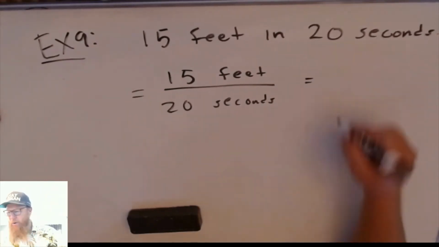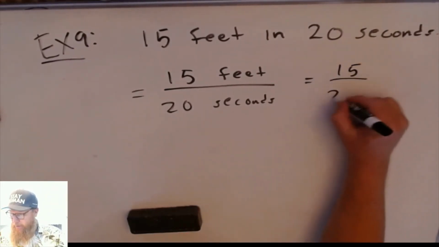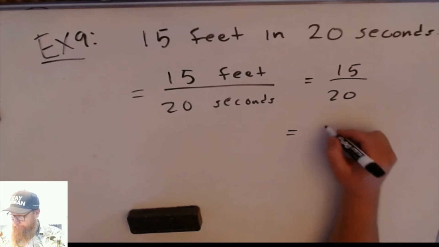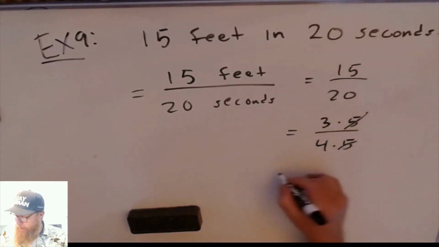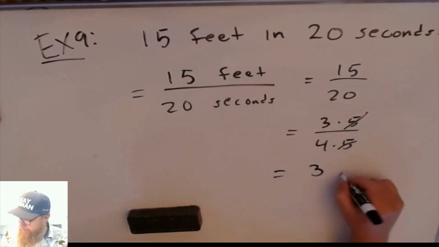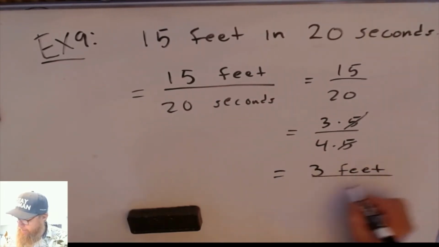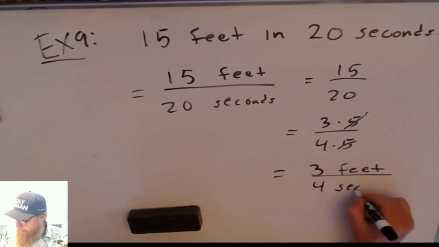Temporarily ignore the units, so we do our scratch work. 3 times 5, 4 times 5, that was pretty quick. And then put the units back in: 3 feet per 4 seconds.